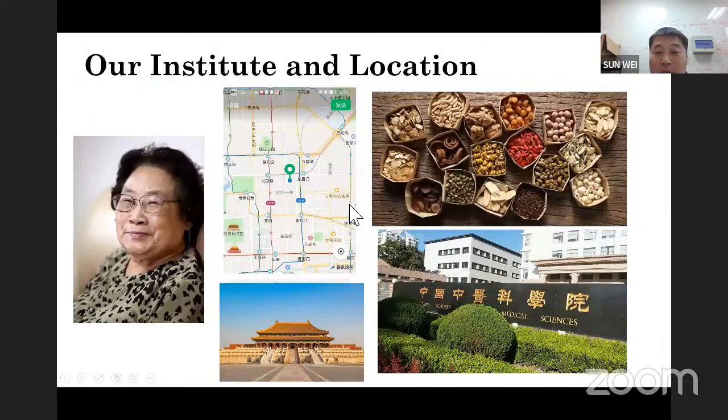Okay. Firstly, I will introduce our institute and our location. Our institute is located in Beijing and is very close to the Forbidden City, and all the staff in our institute are majoring in traditional Chinese medicines. The famous scientist in our institute is Professor Tu Youyou. She discovered artemisinin.